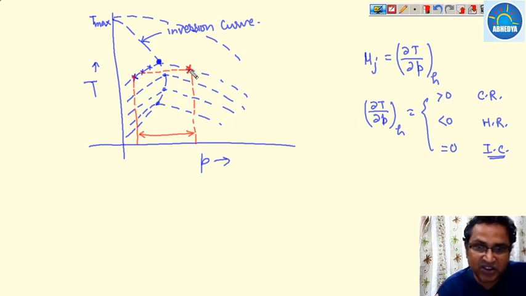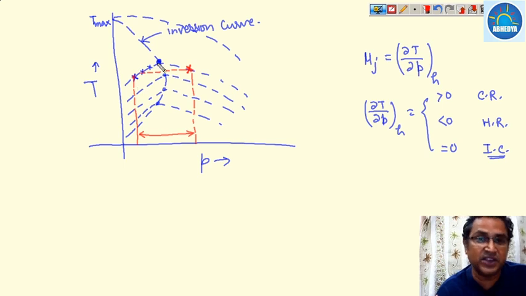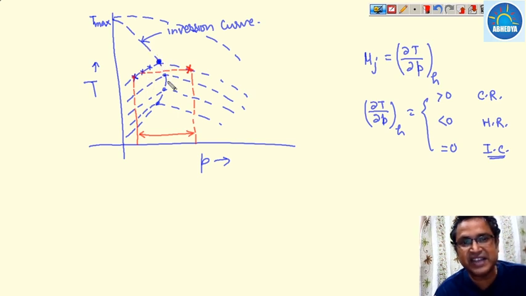So we cannot appreciate that the cooling effect will be obtained when the substance is in the heating region. The cooling effect will be obtained when the substance is in the cooling region, or the best is when it is at the inversion curve. So the maximum cooling effect will be obtained when the substance is at the inversion curve.